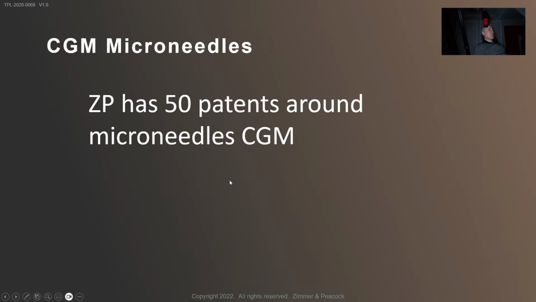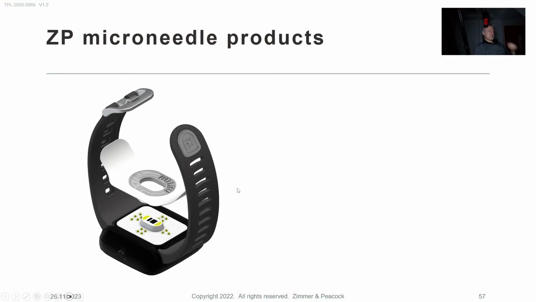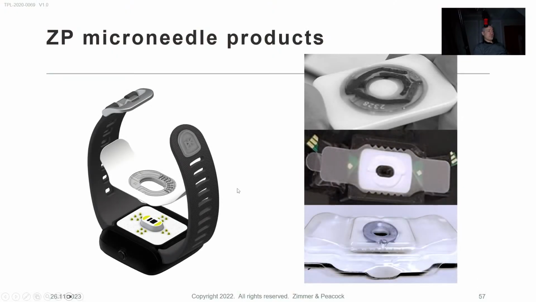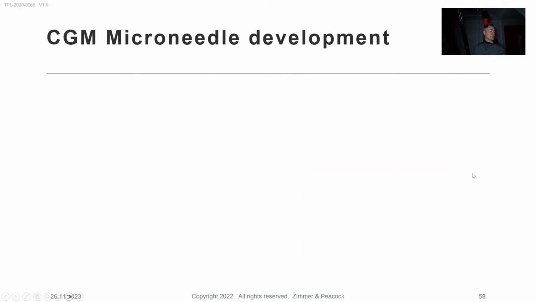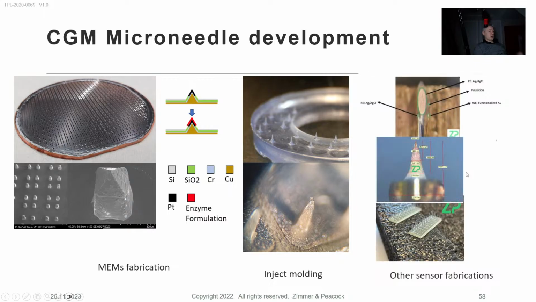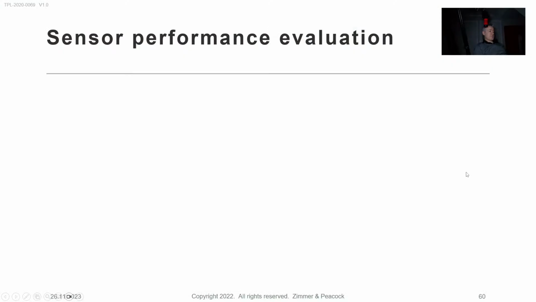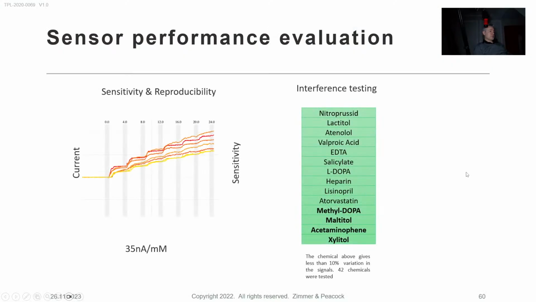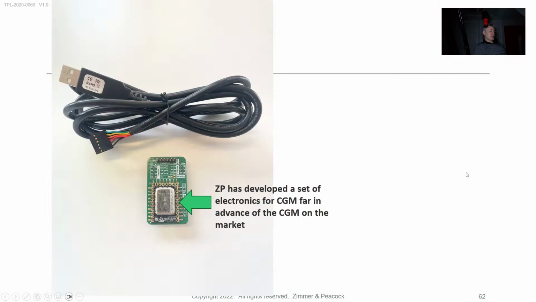I'm just going to change course slightly and talk about CGM. ZP does have quite a lot of patents around CGM, and we have a patent portfolio, a patent family of about 50 patents. It's probably worth saying, the way these sensors are packaged and stuff like that is because they were actually going into human trials. And we've just got a lot of experience on making microneedles and functionalizing microneedles. Got a lot of experience on testing and also testing for interference.